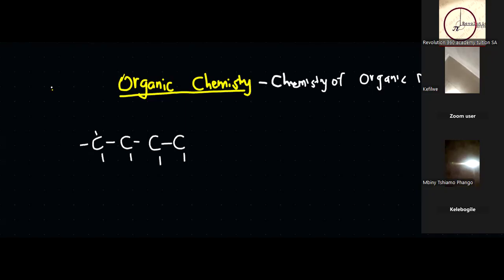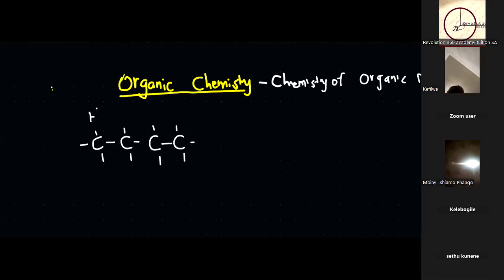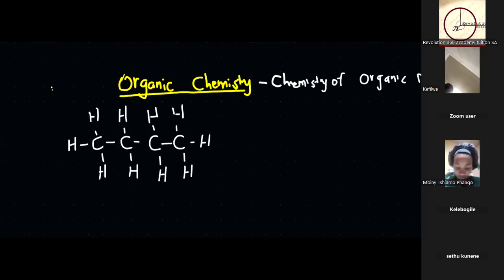You write hydrogen, hydrogen, hydrogen, hydrogen. You also write another hydrogen, another hydrogen, another hydrogen here, H as well as H. So one thing that you need to understand is that this is going to be the structural formula of butane.